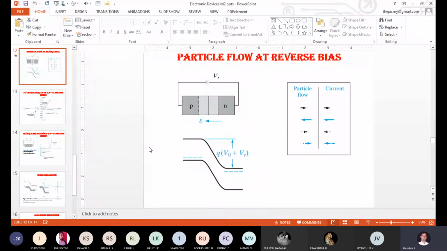At the same time, we also learned how the equilibrium condition, forward bias condition and reverse bias condition can be represented in terms of an energy band diagram. We also learned the particle flow, whether in the P type or the N type, majority or minority, how the particles flow and how the current moves with respect to that movement of charge or electrons.